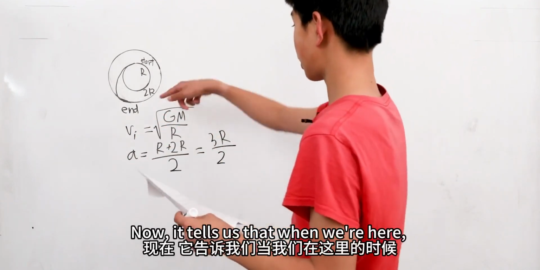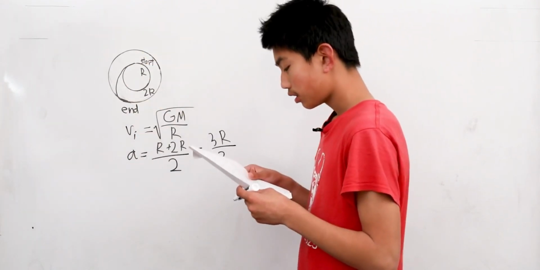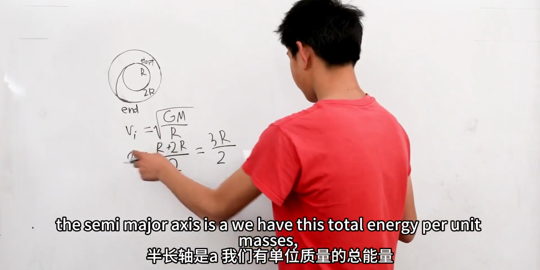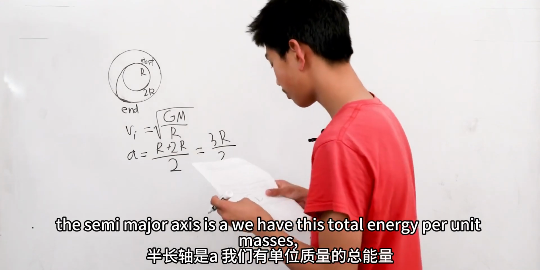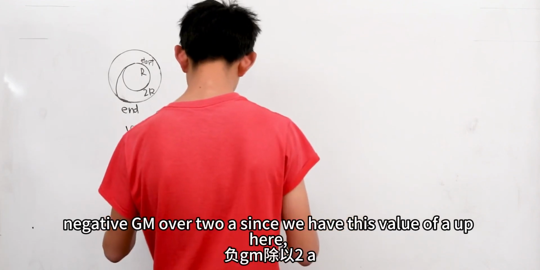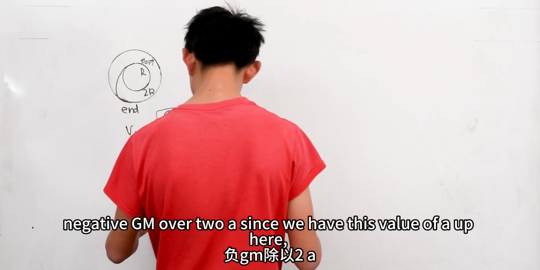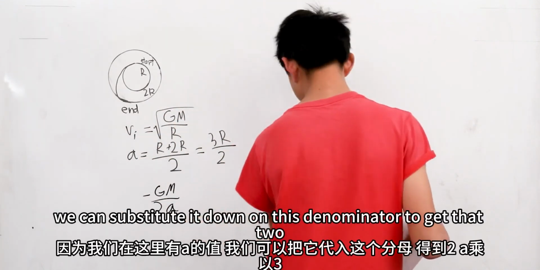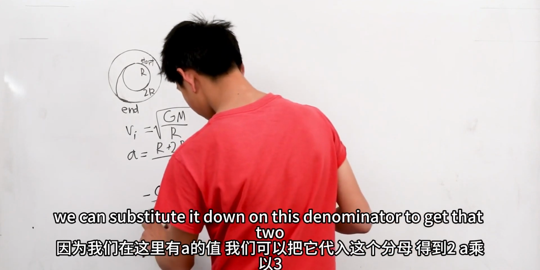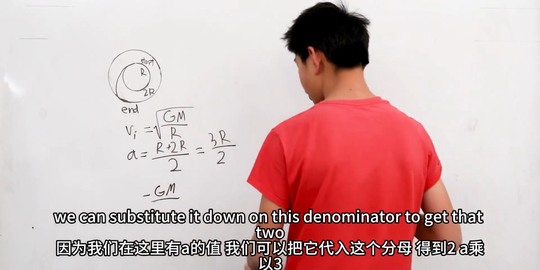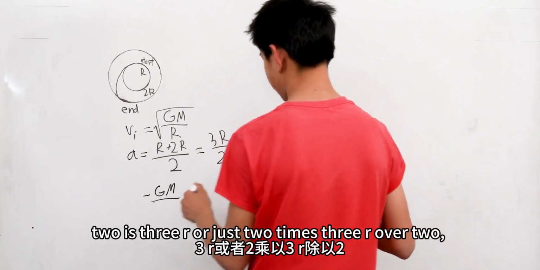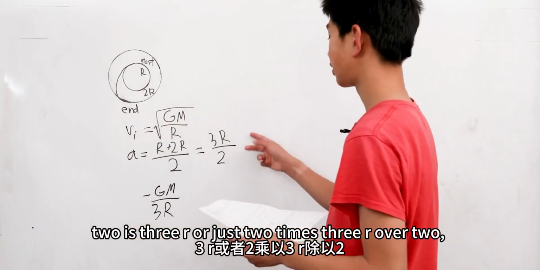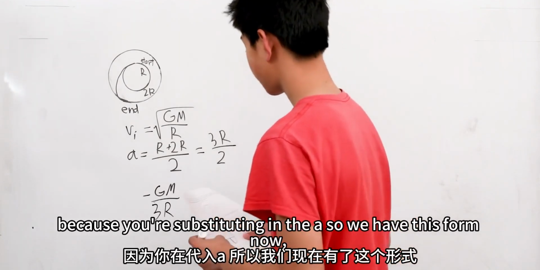Now it tells us that when we're here, the semi-major axis is a, so we have this. Total energy per unit mass is negative GM over 2a. Since we have this value of a up here, we can substitute it into the denominator. Well, 2a is 2 times 3r over 2, which is 3r, because you're substituting in the a.